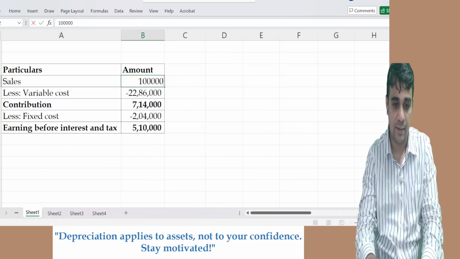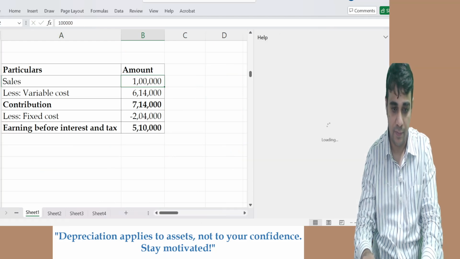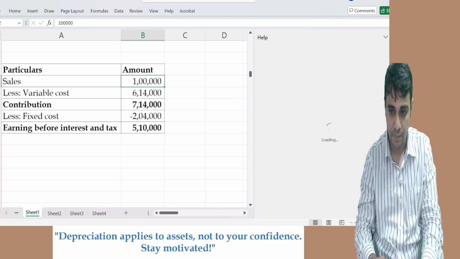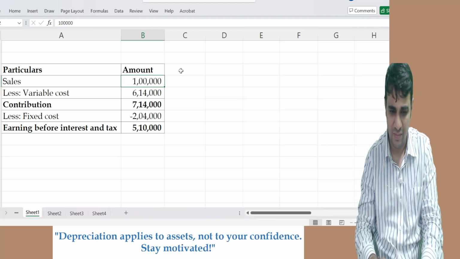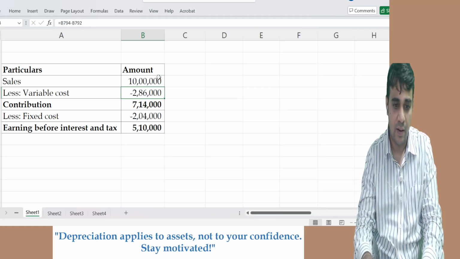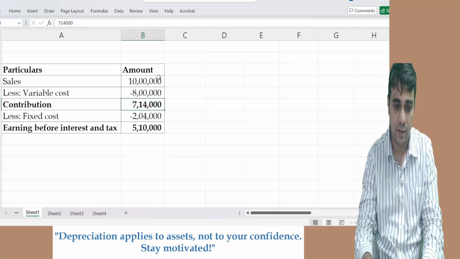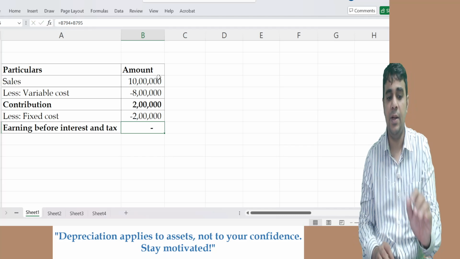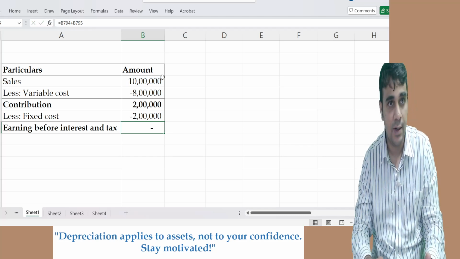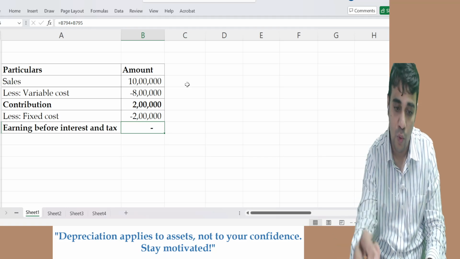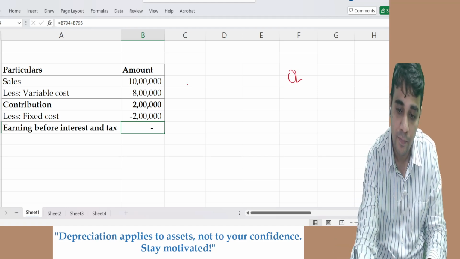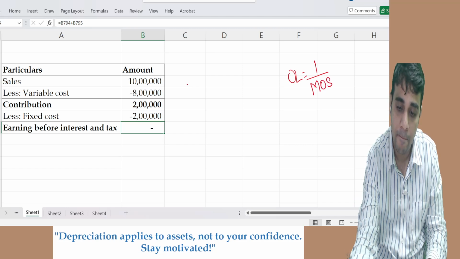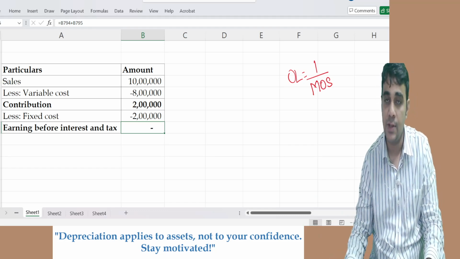Sales is 10 lakh, variable cost is 8 lakh and fixed cost is 2 lakh, which indirectly means break even is 10 lakh. Formula for OL is 1 by margin of safety.